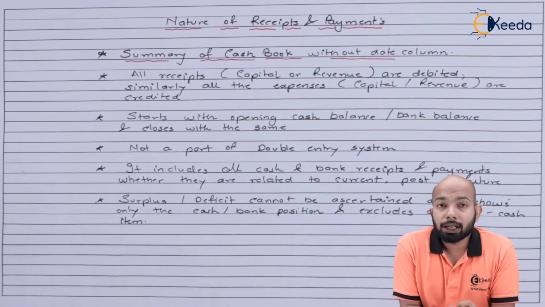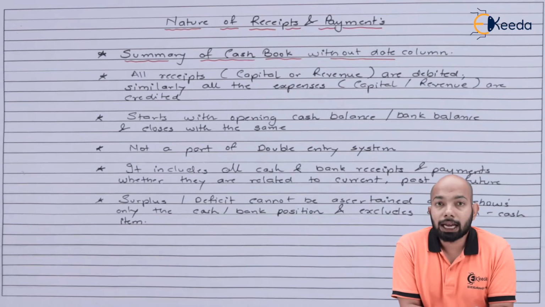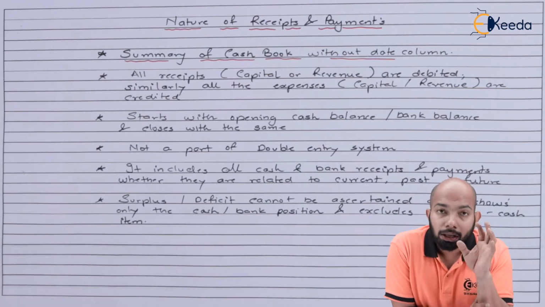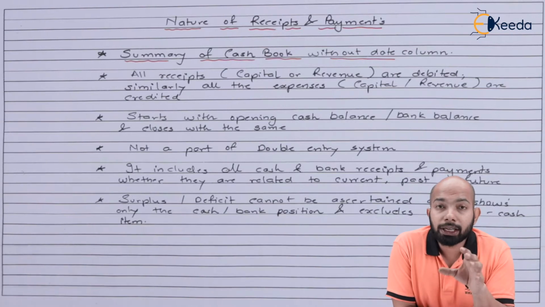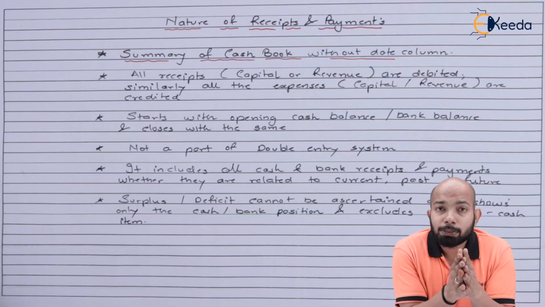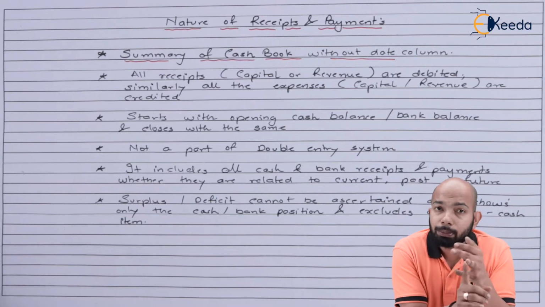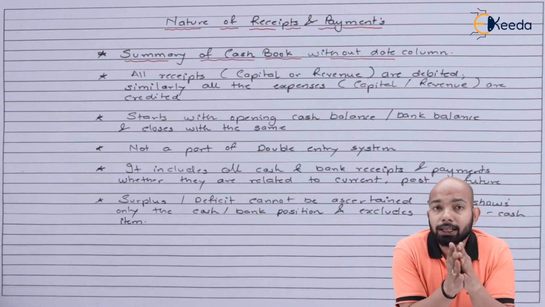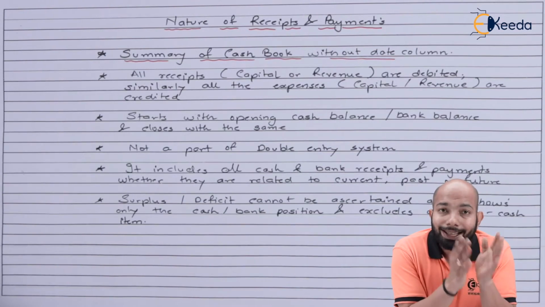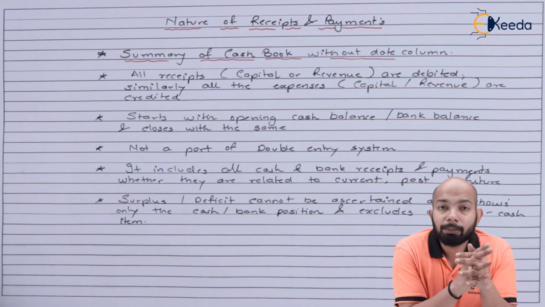Now, receipts and payments account is basically a summary of cash book without the date column. I'm reiterating this: receipts and payments is a summary of cash book itself without the date column. Just like the cash book, when you have single column, double column and triple column cash book, where you have cash, bank and discount columns as well, if you remove the date column out of it, that becomes your receipts and payments account.